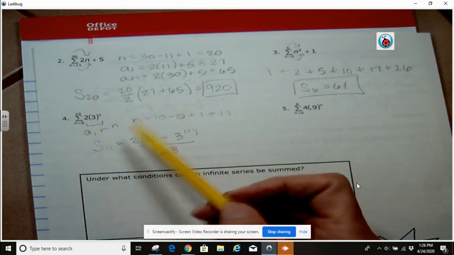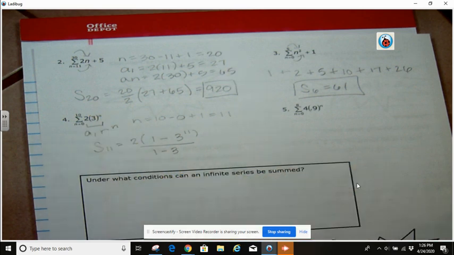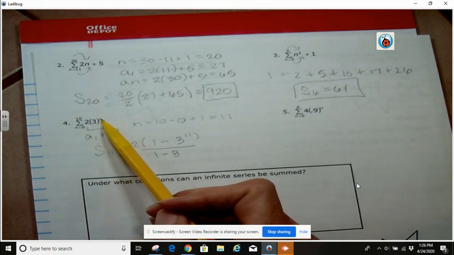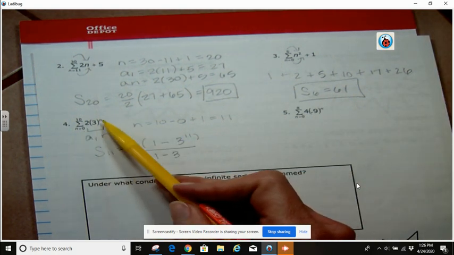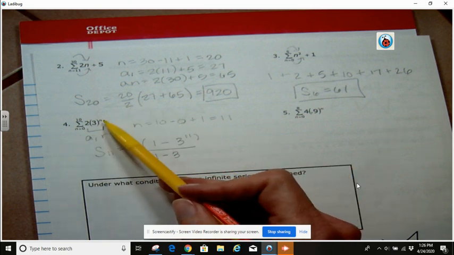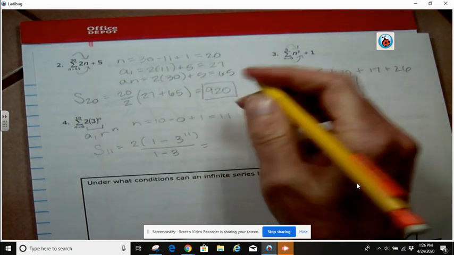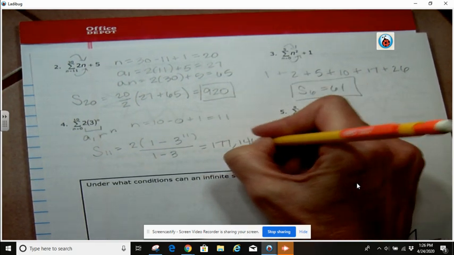If you're unsure, like, oh, I don't really know, just because you're telling me that 2 is a sub 1 and 3 is r, well, generate a couple terms. If you substitute in 0, remember anything to the 0 power is 1. So if you put in 0, the first term is 2. If you put in 1 for n, the second term is 6. If you put in 2, then the third term is 18. And if you list out a couple consecutive terms, then you can verify that the common ratio is 3. So that can go in your calculator, and the sum of the first 11 terms here is 177,146.